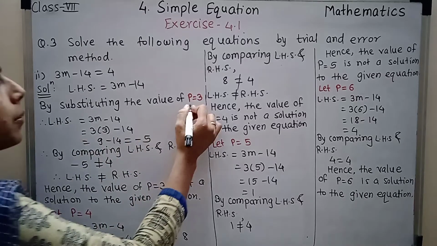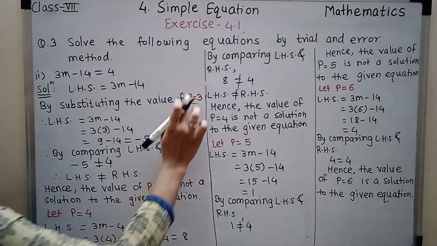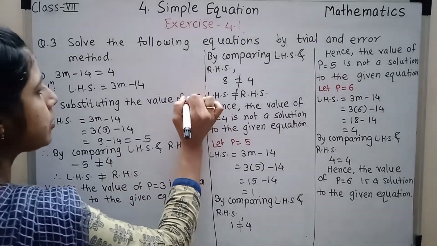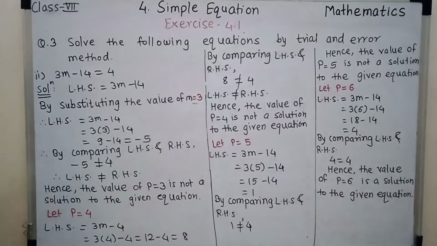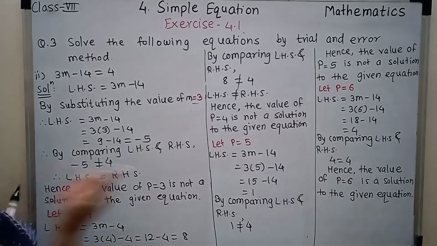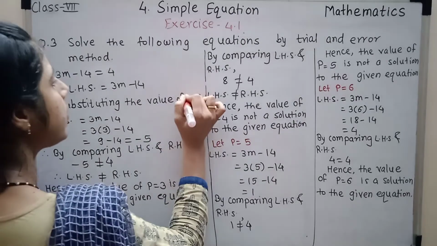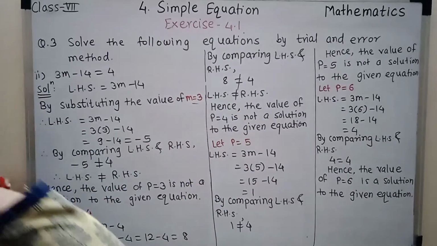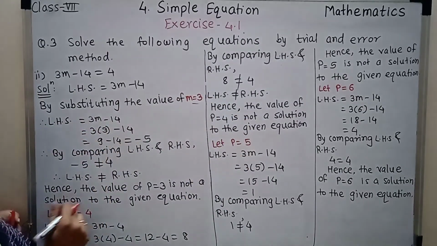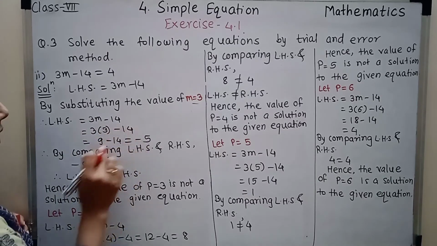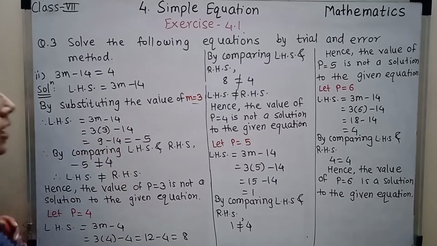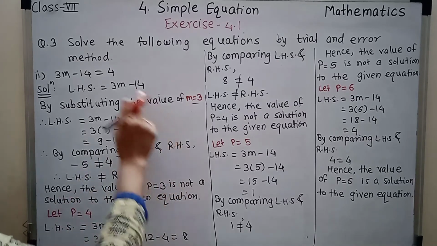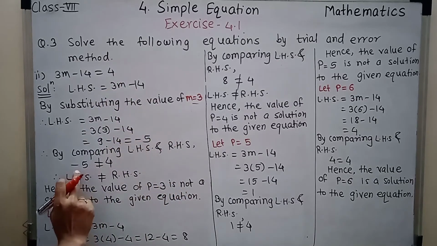We'll start with p equal to 3. Sorry, not p. It should be m equal to 3. So by substituting the value of m equal to 3, LHS will be what, 3m minus 14. So 3 into 3 minus 14. So 3 3 is 9 minus 14 will be what, minus of 5. By comparing LHS and RHS, LHS क्या कैलकुलेट किया है हमने यहाँ पे, -5.